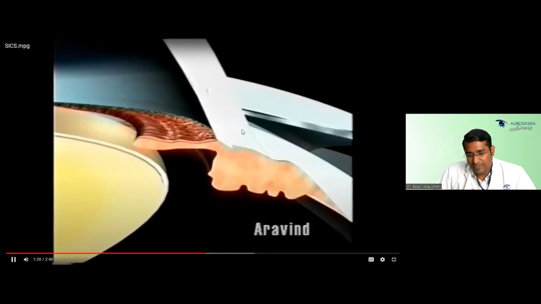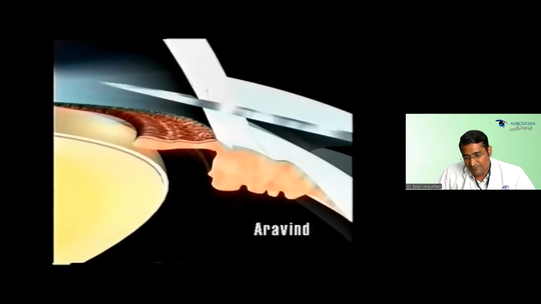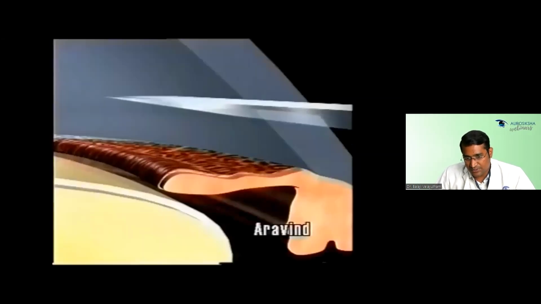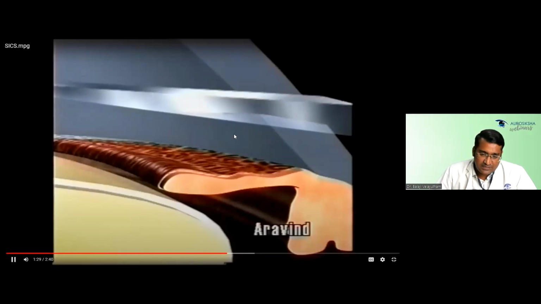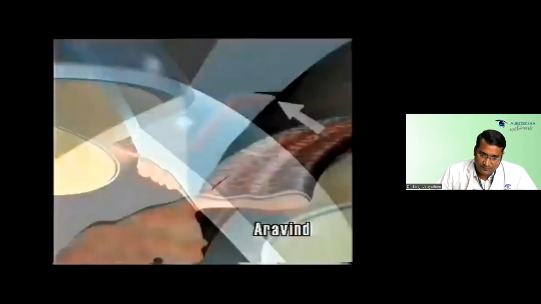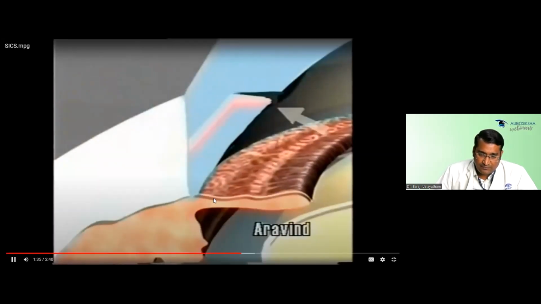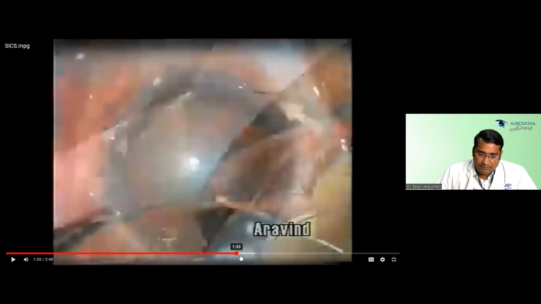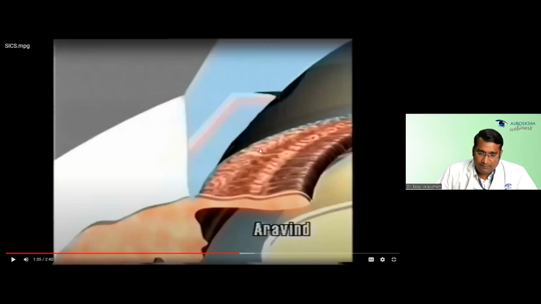Because it is a triplanar incision, once the wound is closed, it self-seals. There is no need to suture this wound. So this is the biggest advantage of manual small incision cataract surgery. So this is the first plane incision, second plane, and the third plane of entry into the cornea.